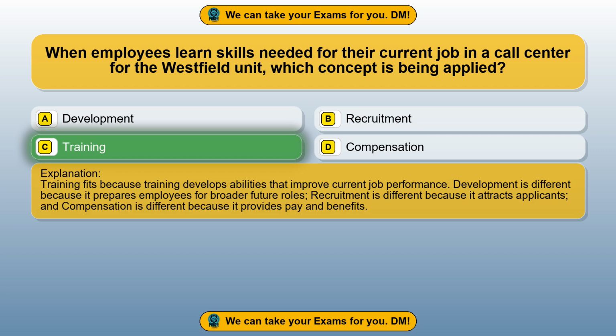Training fits because training develops abilities that improve current job performance. Development is different because it prepares employees for broader future roles, recruitment is different because it attracts applicants, and compensation is different because it provides pay and benefits.